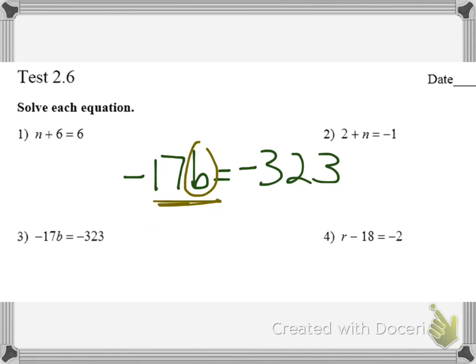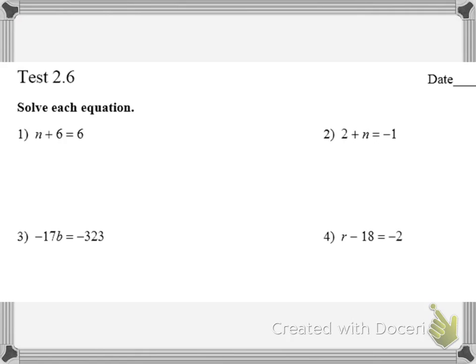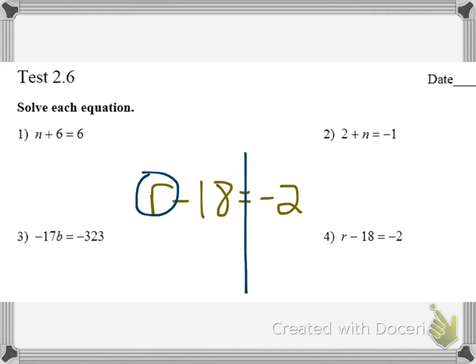All right, number 4. r minus 18 equals negative 2. All right, so these are still one-step equations. Here's r. I need to isolate it on one side of the equal sign. This is a negative 18, so I'm going to do positive 18 on both sides. This becomes a 0.